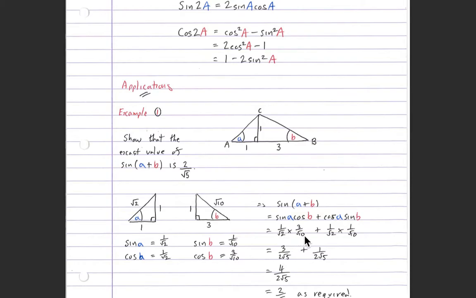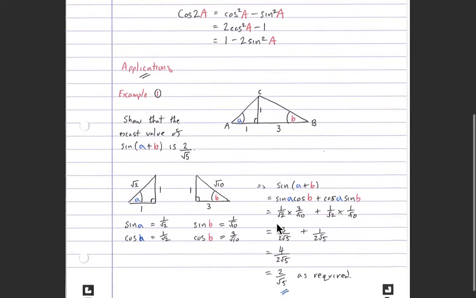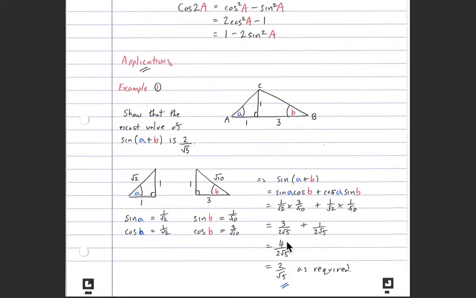So the root 2 times the root 2 will give me 2, and there'll be a root 5 left. Anyway, you can study what I've done here, but we're just finding the final value of 4 over 2 root 5, which is just 2 over root 5, as required. There are many of these kind of questions.